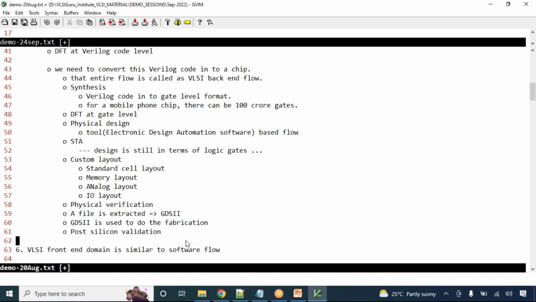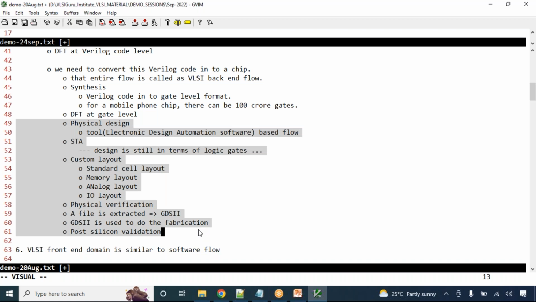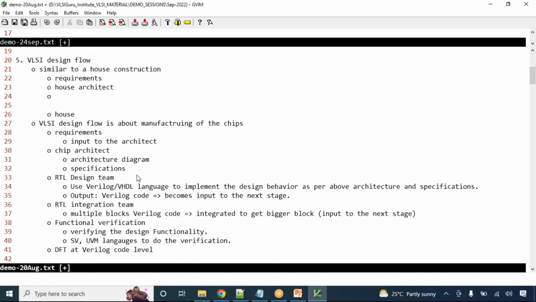So regarding the backend domain, what happens in physical design, what happens in STA and custom layout, this is something that will be covered in tomorrow's demo session, that is on 25th of this month. Okay. Now let us briefly talk about this aspect.